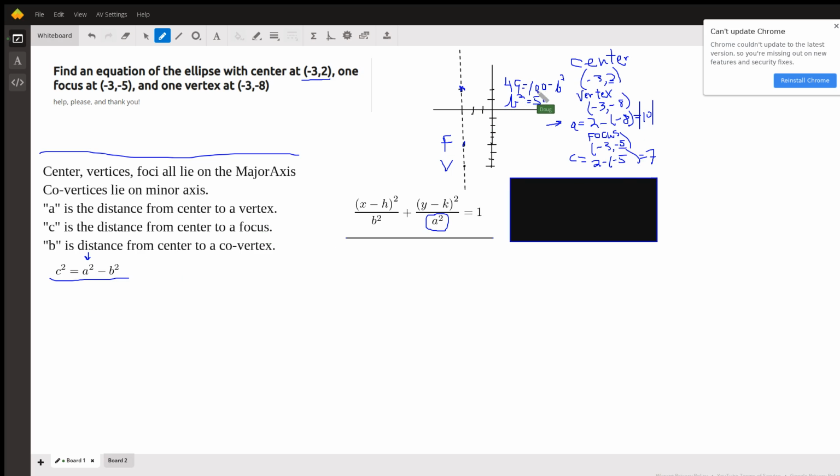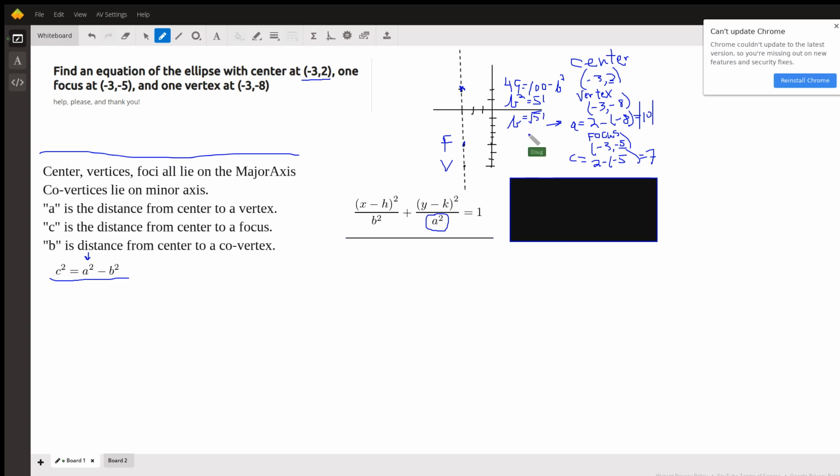Using c squared equals a squared minus b squared, we get this: 49 equals 100 minus b squared. So b squared equals 51. If you want to actually plot the vertices, the covertices, b is the square root of 51.